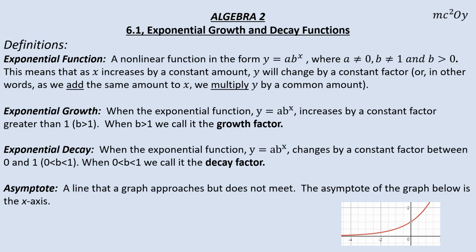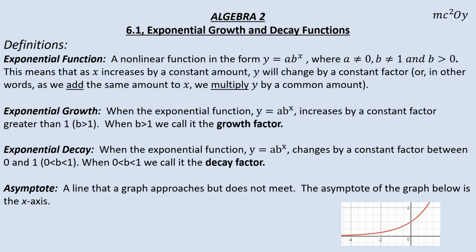You'll notice there are also some restrictions on a and b. A can't be 0, otherwise you get y equals 0, which is linear. B can't be 1, otherwise you get y equals a, which is also linear. And then b has to be greater than 0 for it to be an exponential function. Otherwise you get some other weird looking stuff.